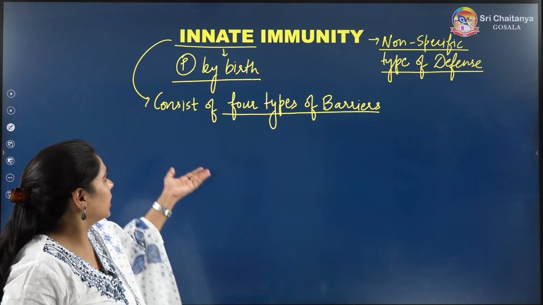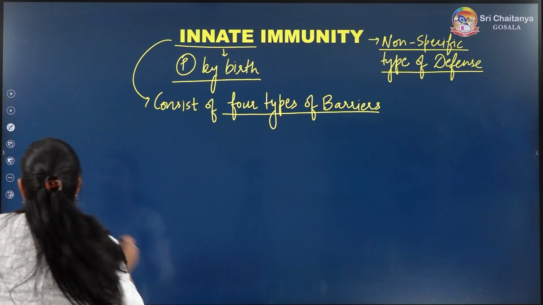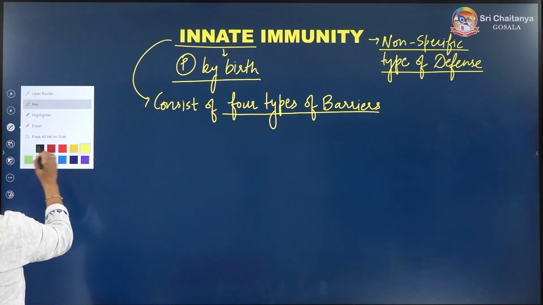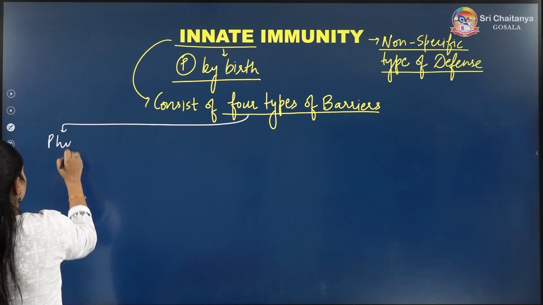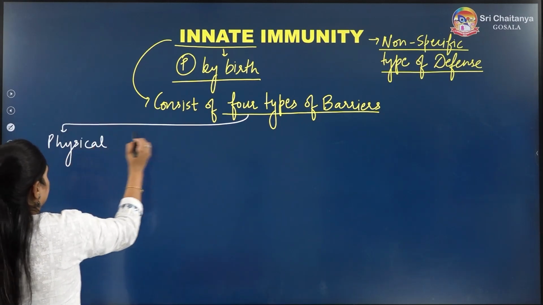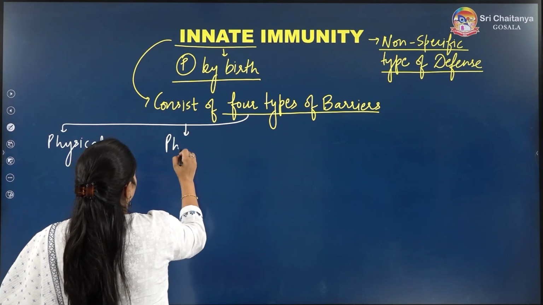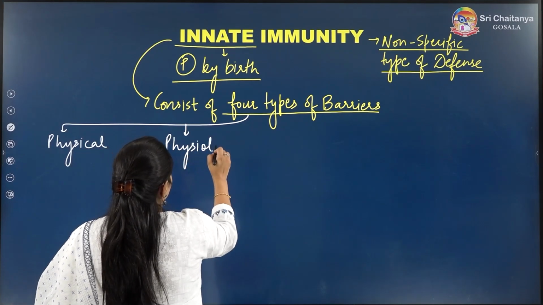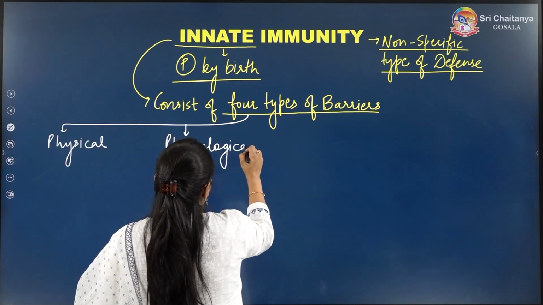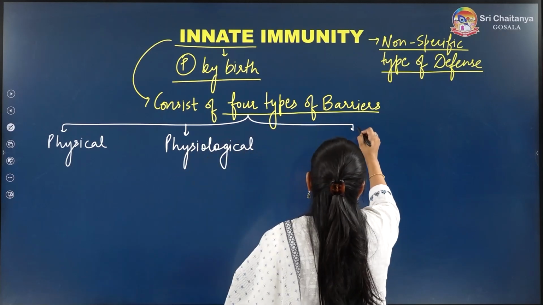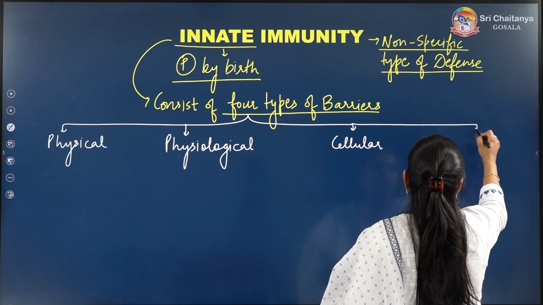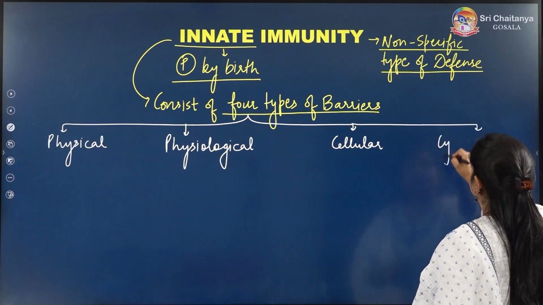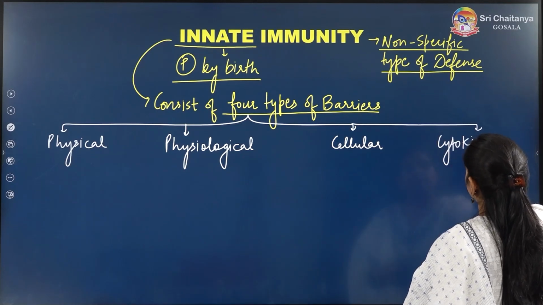Alright. So let us continue with the four types of barriers here. The first type of barrier we have got is physical barrier, everyone. Next type is physiological barrier. Third type is cellular barrier. And fourth type is cytokine barrier.